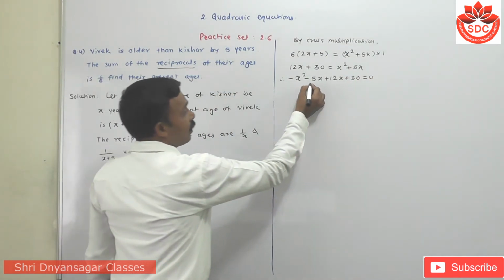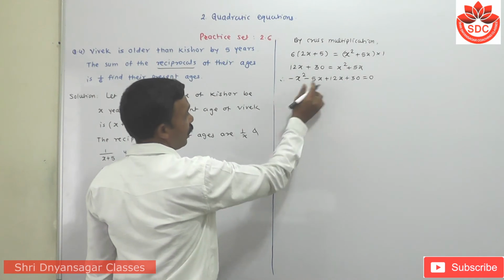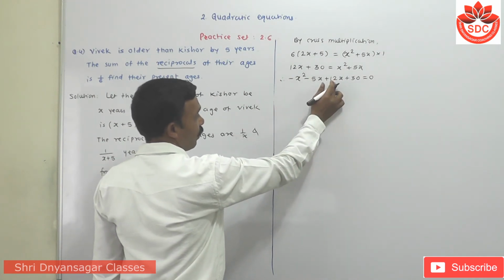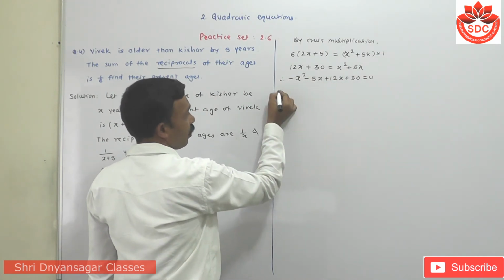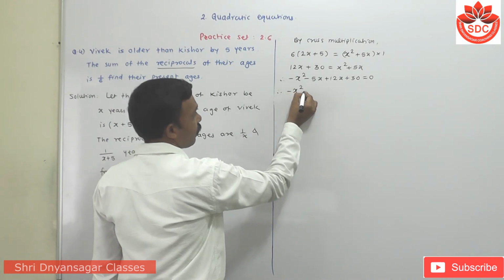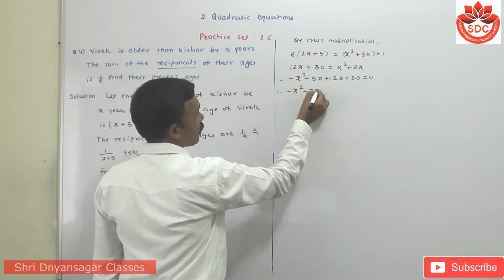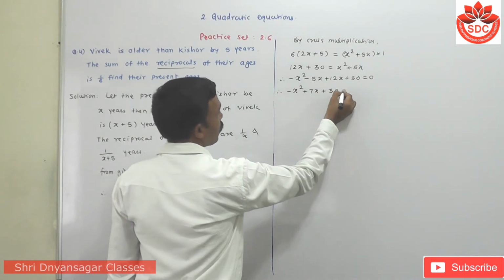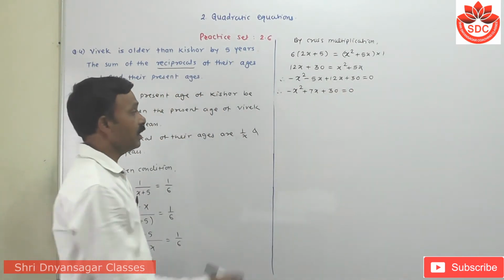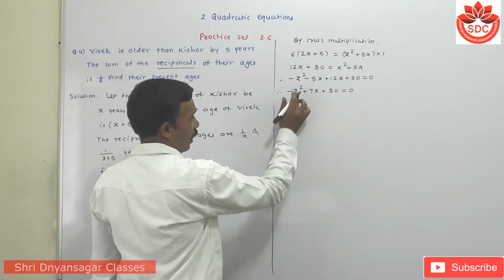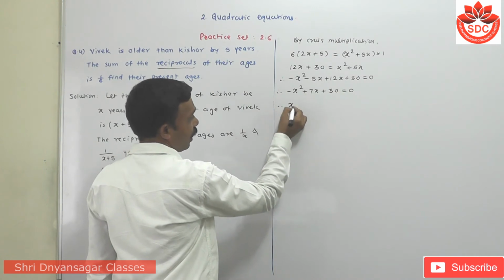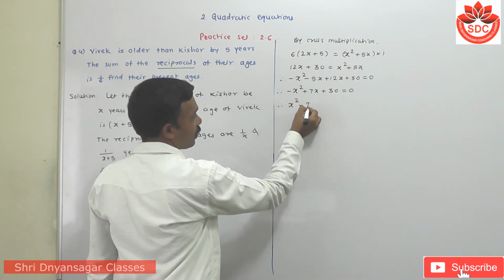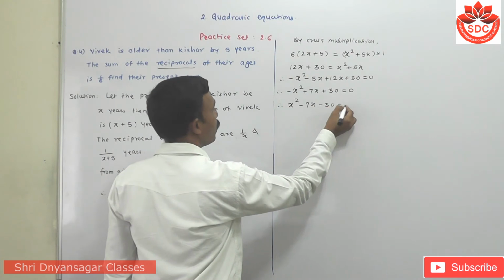Then for this addition, when you have minus and plus, you have to subtract and give the sign of the bigger number, that means minus x square plus 7x plus 30 is equal to 0. Changing the sign of minus x square to plus, therefore x square minus 7x minus 30 is equal to 0.